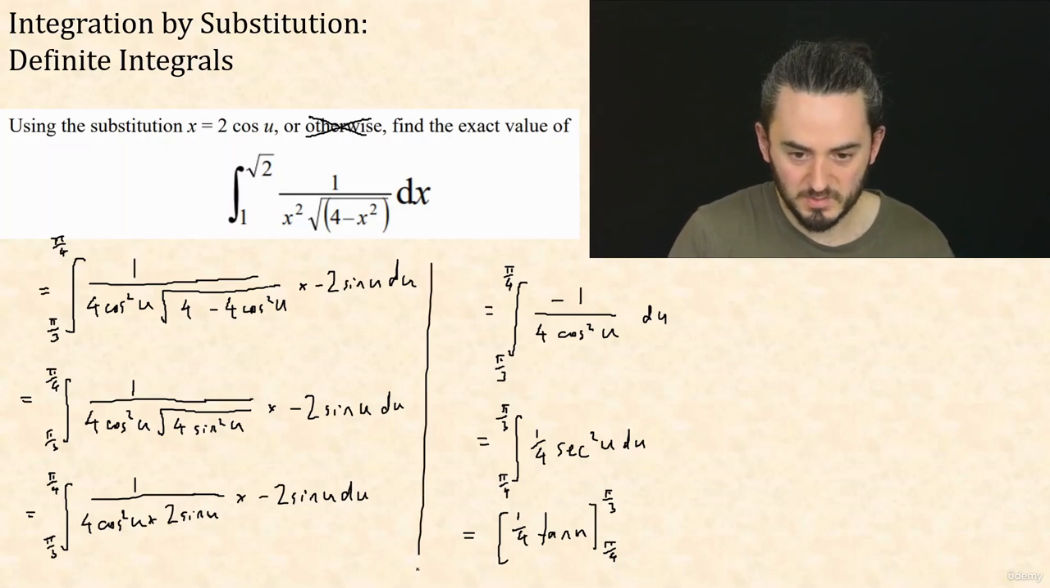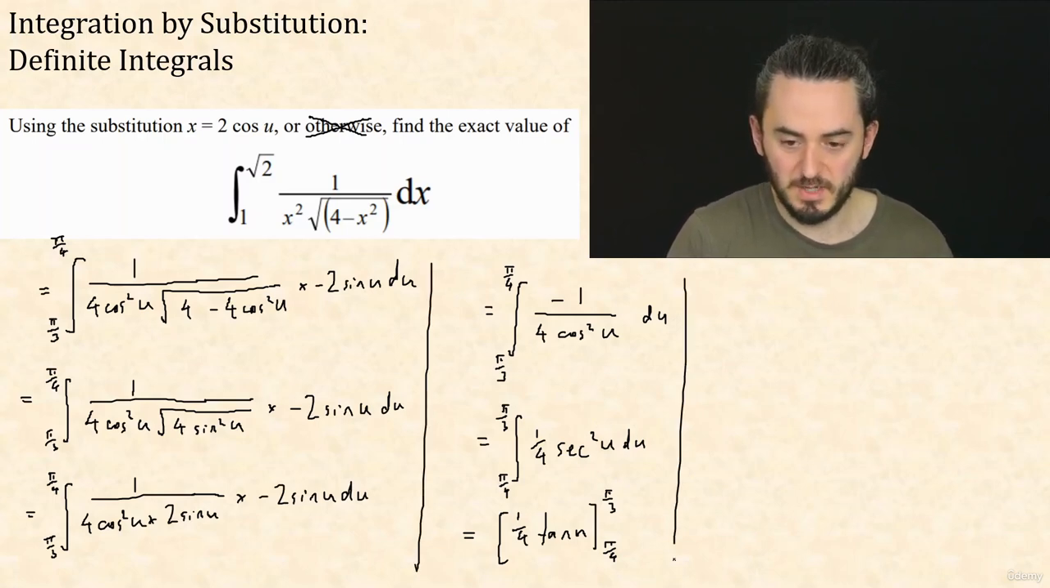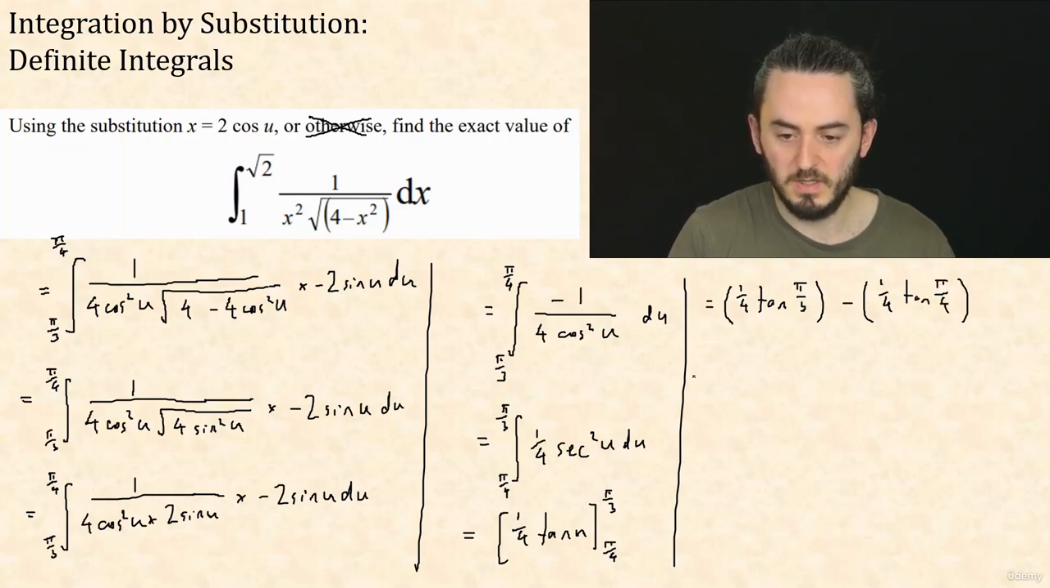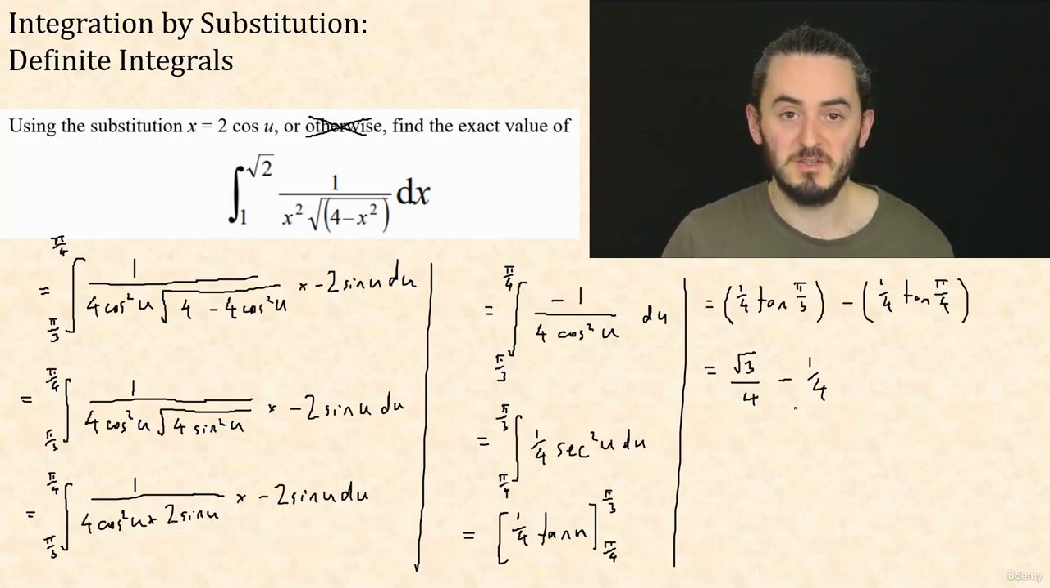Let's just make it clear what lines we're working in. Okay, now I can just sub in my limits. So what I have is, I'll sub in the pi over 3 first, so 1/4 tan of pi over 3 minus 1/4 tan pi over 4. And what is that? Well, tan of pi over 3 is just root 3. So I've got the square root of 3 over 4. And then tan pi over 4 is 1, so that's just minus 1/4. Wow, so there is my answer.